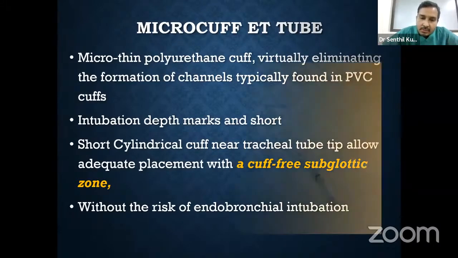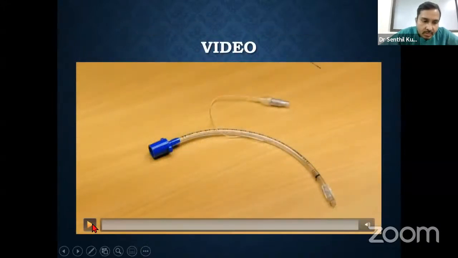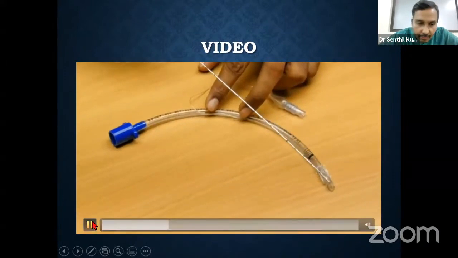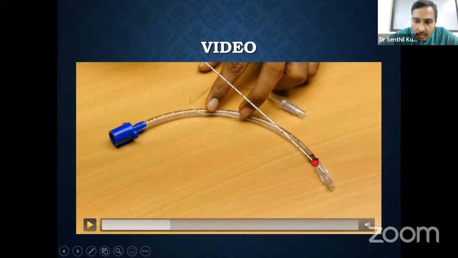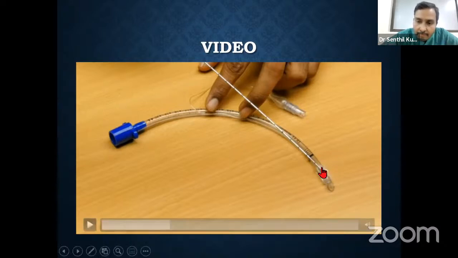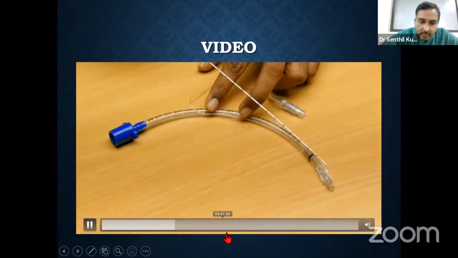So what is the advantage of this? Let me show you through this video. You can see this is a micro cuff tube. The most important part is the marking here, which is where we are supposed to keep it at the level of the vocal cord when intubating. This is the portion of the endotracheal tube going to be placed in the subcricoid region, which is the narrowest part. When there is a cuff at this place, it is going to create a problem. Whereas in this situation, the cuff is distally placed and the cuff is small and short, so it is not going to produce any damage when there is inflation.